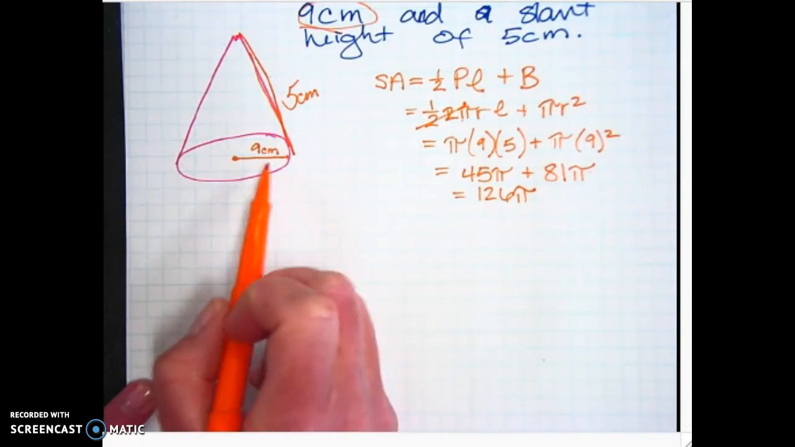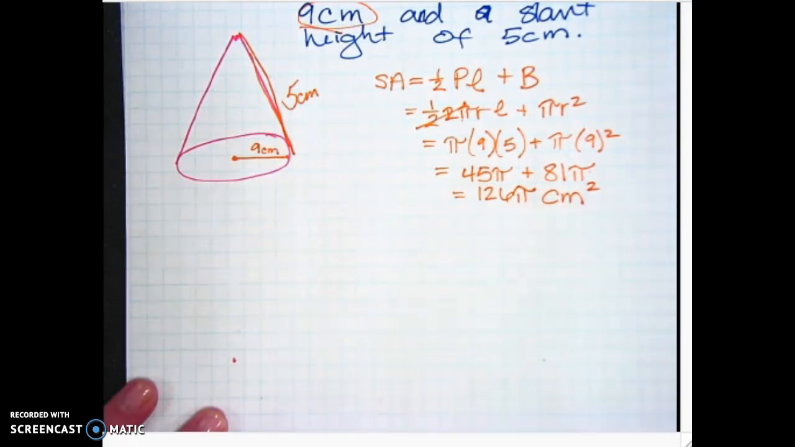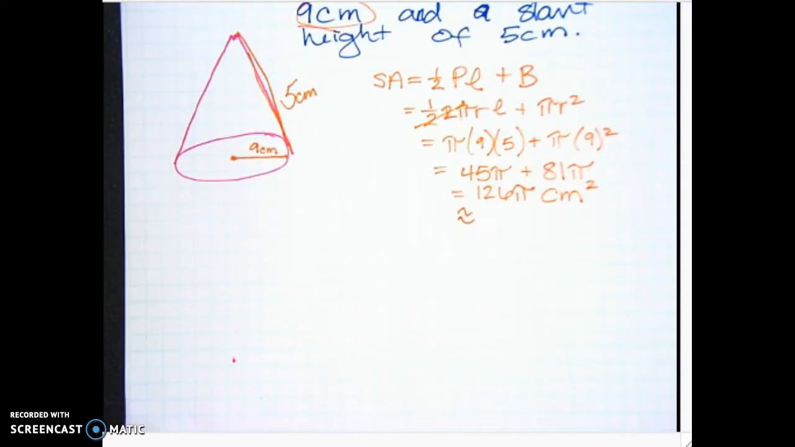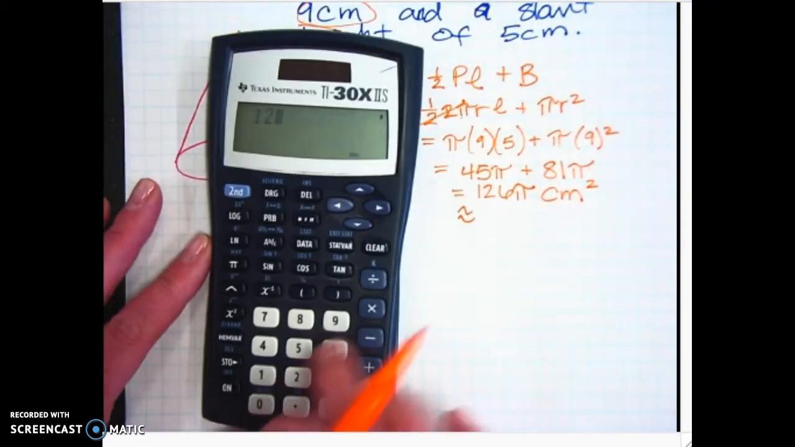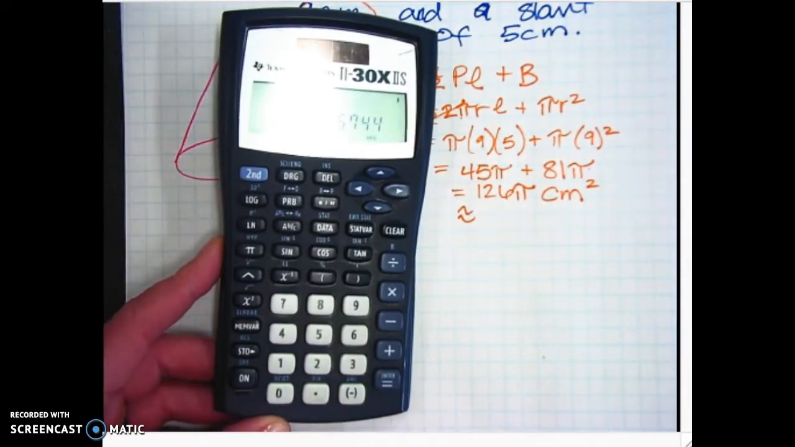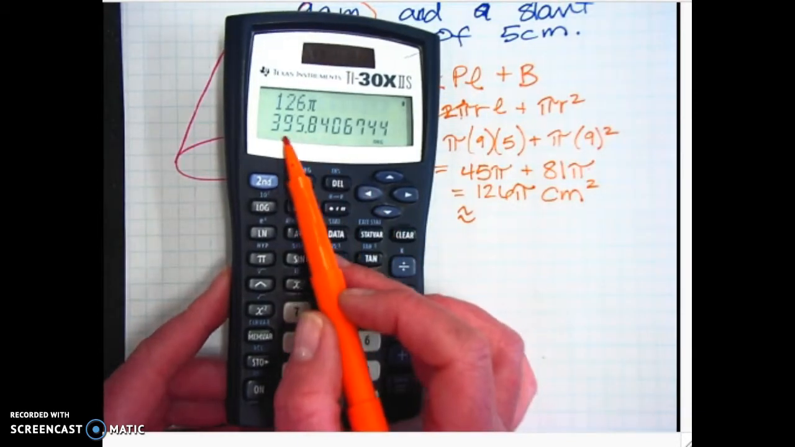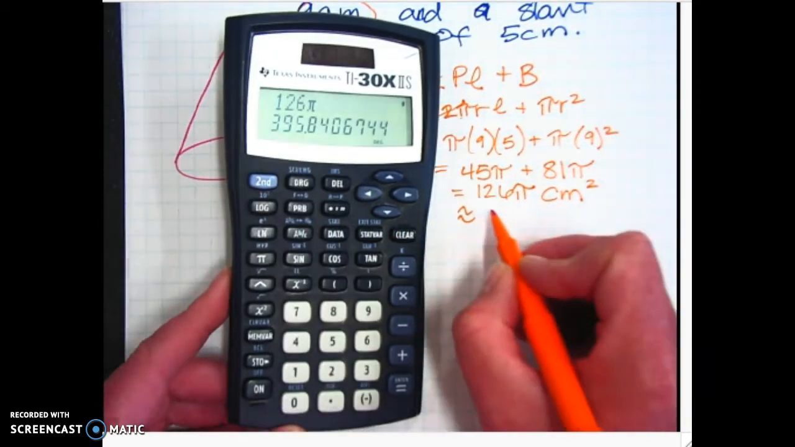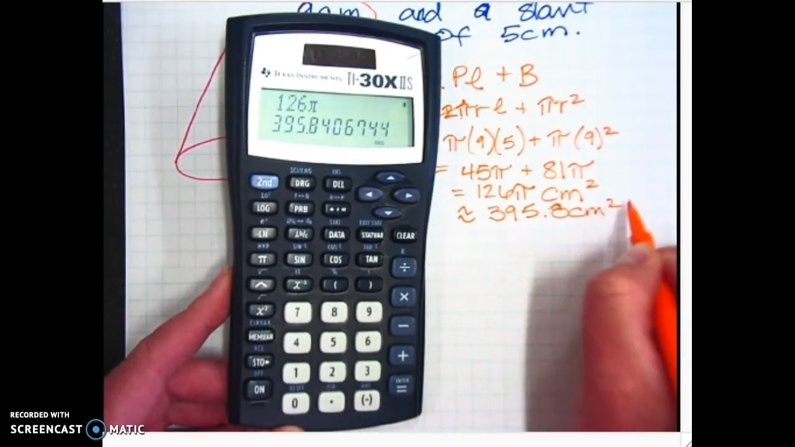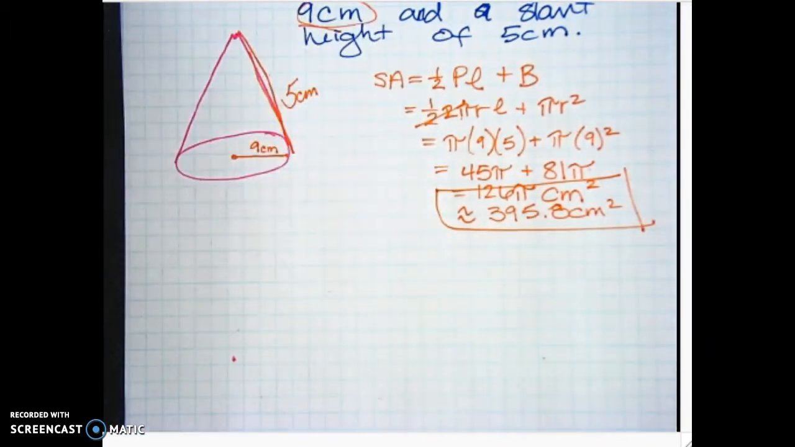And so let's attach the units. This one is in centimeters, so we say centimeters what? Squared. All right. To get your decimal answer, you're going to take 126, multiply it times the pi button, hit the equal sign. We're going to round to the nearest tenths. So I got 395.8. There's a 4 next to it, so it stays. So 395.8, also centimeters squared. These are the two answers that you're going to need to give.